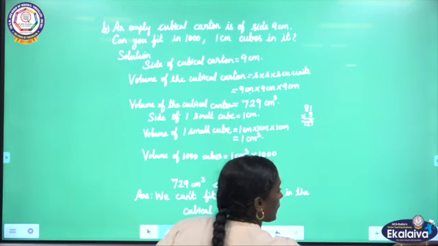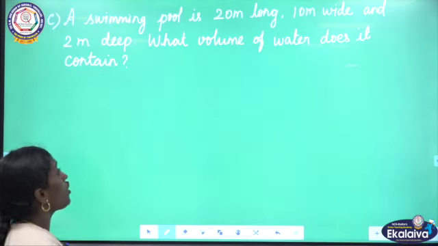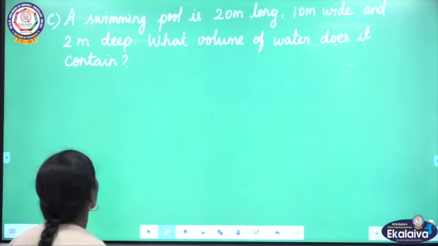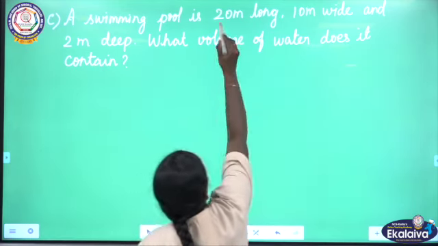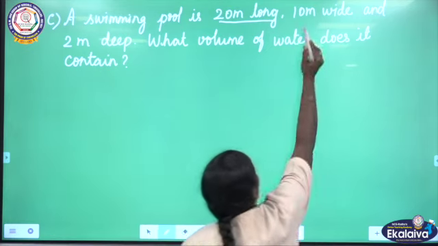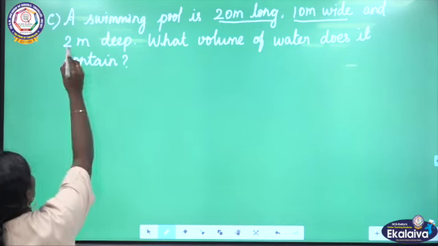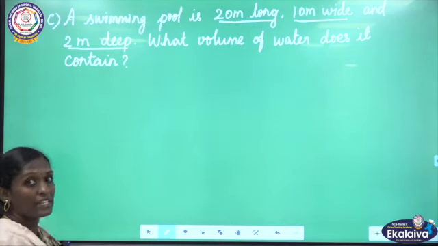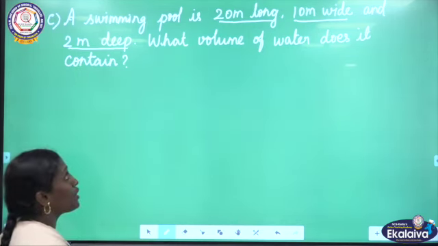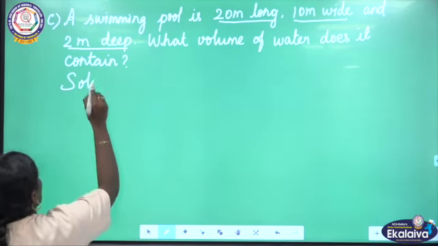Okay. The next one, a swimming pool is 20 meter long, 10 meter wide and 2 meter deep. Here 20 meter long, this is the length of the swimming pool, 10 meter wide, that is the breadth of the swimming pool, and 2 meter deep, that is the height of the swimming pool. Now we are going to find the volume of the swimming pool. Okay. Let us start the solution.